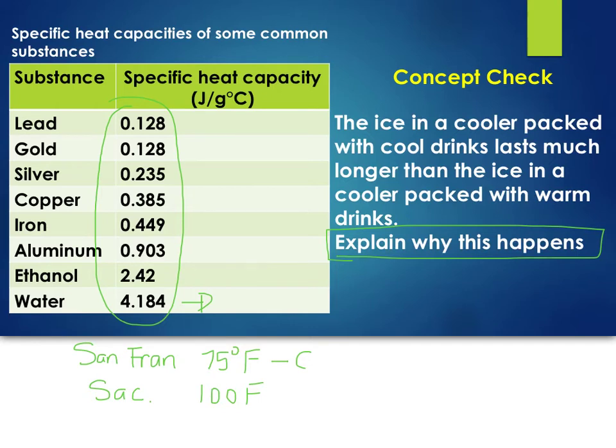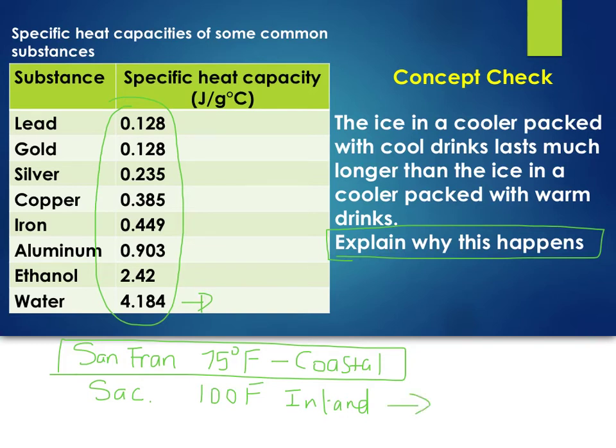Alright, so this is a coastal city and this is inland. The difference here is that San Francisco has water around it. So the water absorbs a large amount of the sunlight, the energy from the sunlight. So San Francisco is not as hot as the inland city of Sacramento. So think about this when you're thinking of an explanation to answer your concept check. And we'll talk about the concept check when we meet next time in class.